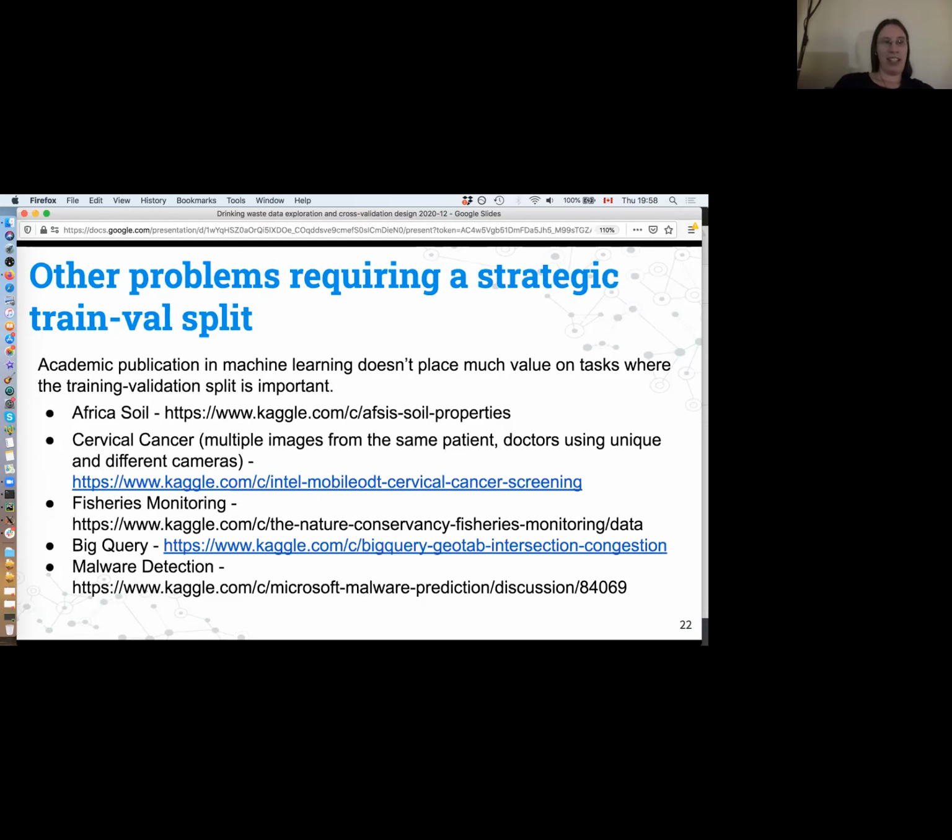Okay, so one of the interesting things about academic research is it doesn't really place much value on tasks where the training validation split is important, but Kaggle does place a lot of value on this process. And there's been a couple of famous competitions that Kaggle's run where doing a really careful train validation split has been really important. So I've listed a few of them here. And Matt will probably remember the fisheries monitoring competition. Yeah, I was nodding. Yes.